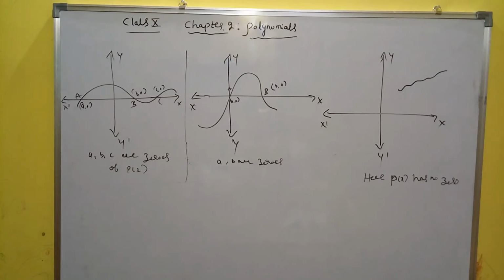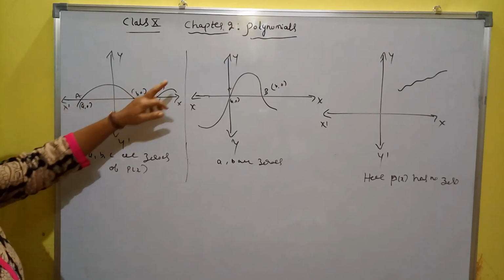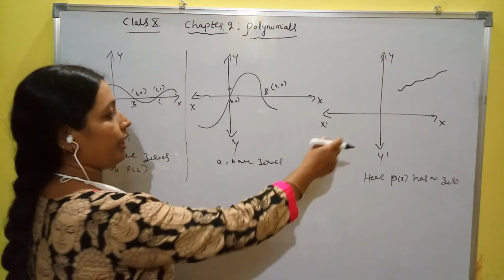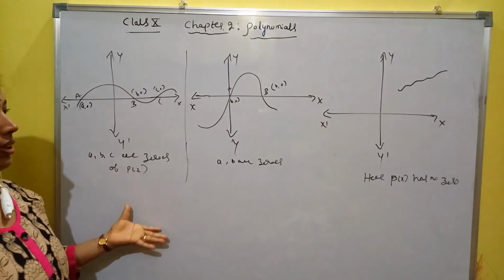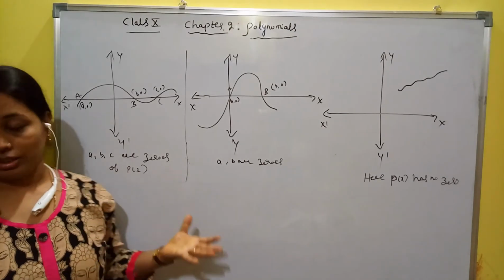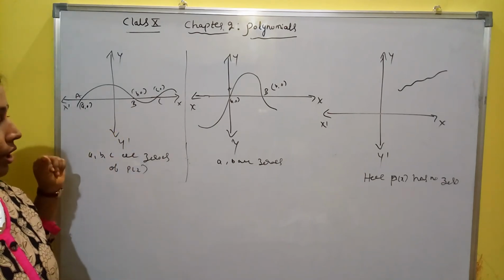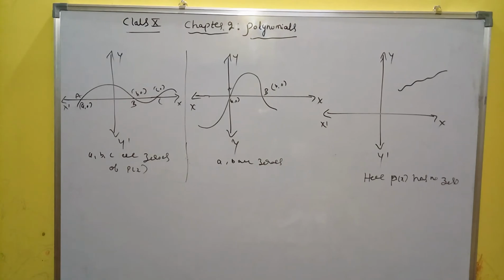So next we can see here I have drawn 3 graphs. The graph of p of x shown here has 3 zeros: A, B, C. Here, how many zeros? The graph of p of x shows 2 zeros. The graph of p of x has no zero. So this is known as the graphical meaning of the zeros of the polynomial. So we can understand this one by one.